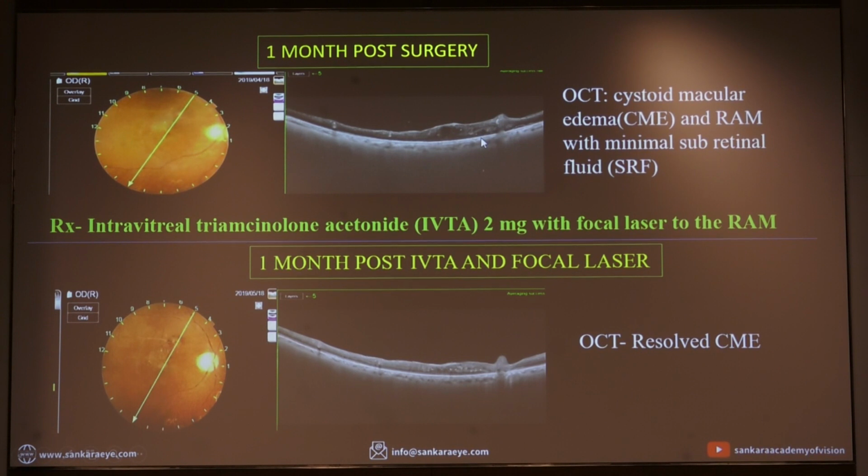So at this point, we advised intravitreal triamcinolone along with the focal laser to the RAM. After 1 month of IVTA and focal laser, OCT showed resolved CME.